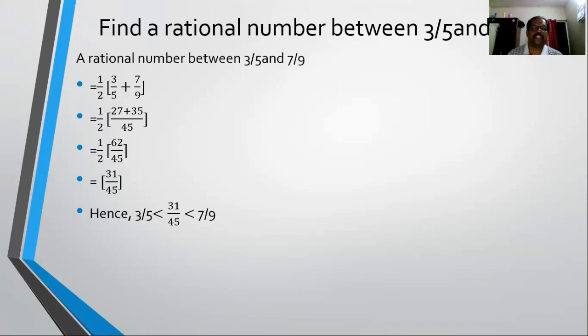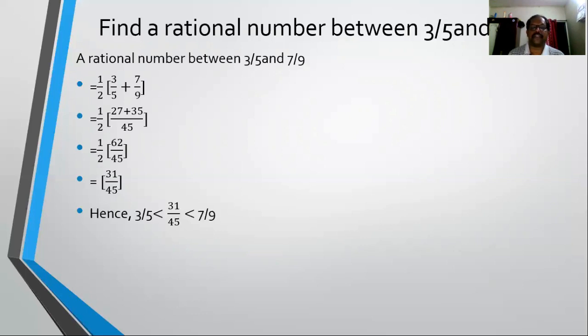So half of 3 9s are 27 plus 7 5s are 35. So 27 plus 35 will give us 62, 62 by 45, and half is multiplied to it. When we multiply half to 62 by 45, the 62 and 2 can be simplified. So 31 to the 62, it gives us 31 upon 45. So you can say that 31 upon 45 is the required rational number between 3 by 5 and 7 by 9.